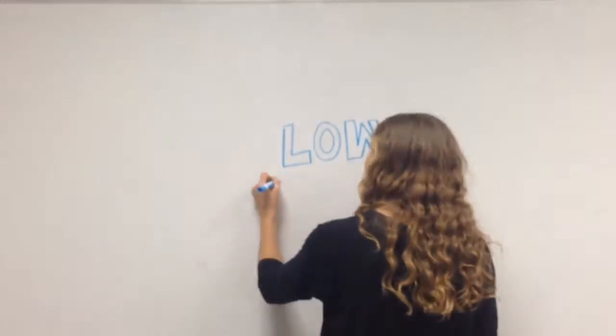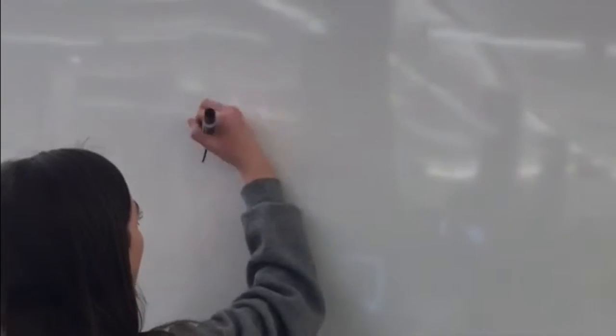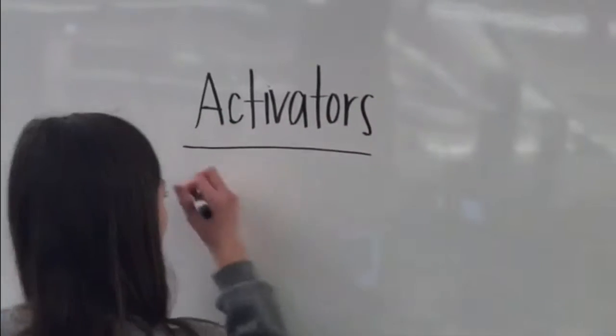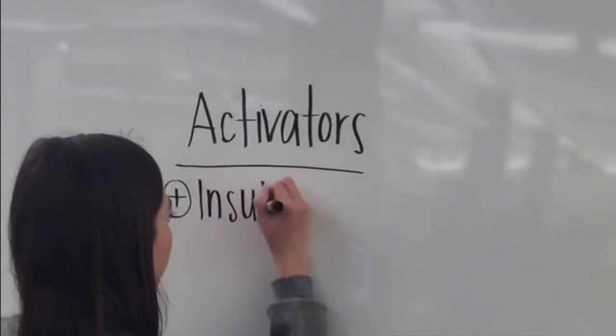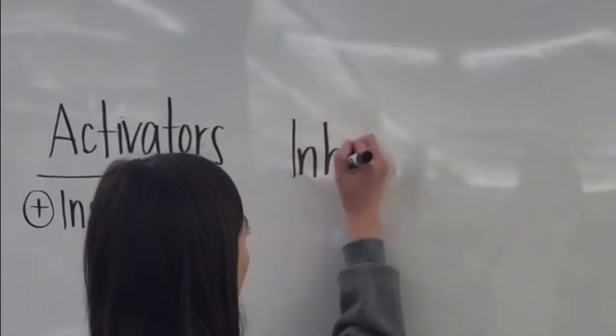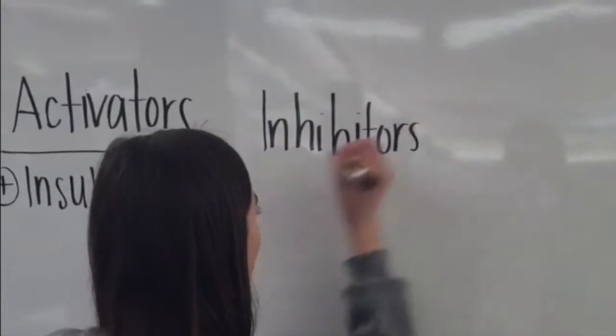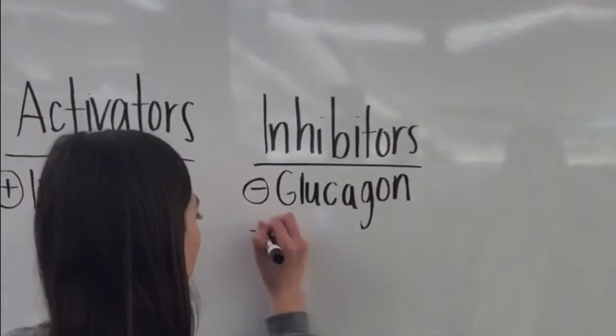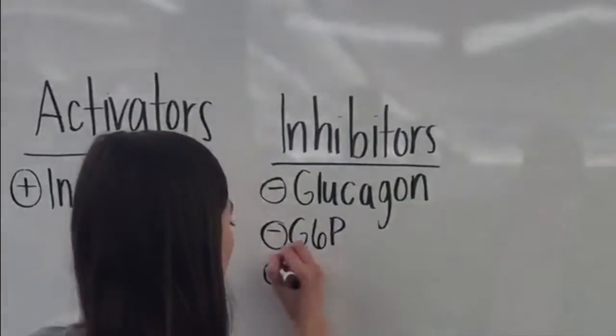Hexokinase's Vmax is also relatively low. Insulin enhances glycolysis by increasing glucose uptake. In addition, insulin stimulates the activity of the muscle enzyme hexokinase, which phosphorylates glucose, trapping it within the cell. Contrastingly, hexokinase is inhibited by glucagon, glucose 6-phosphate, and acetyl-CoA.